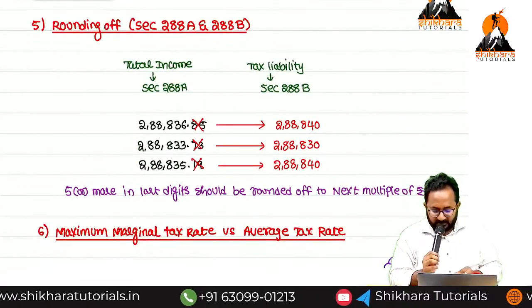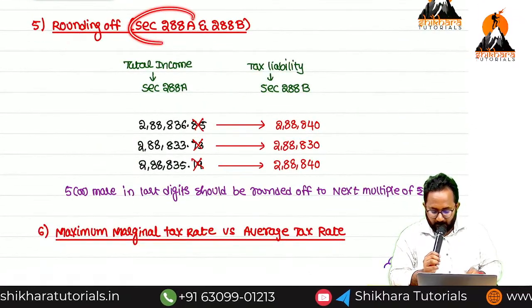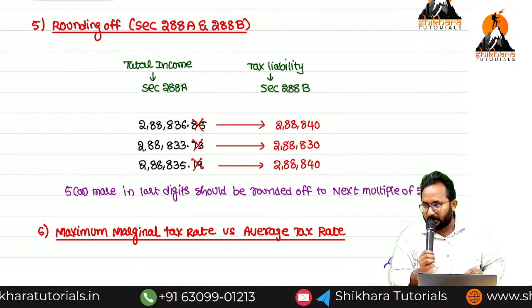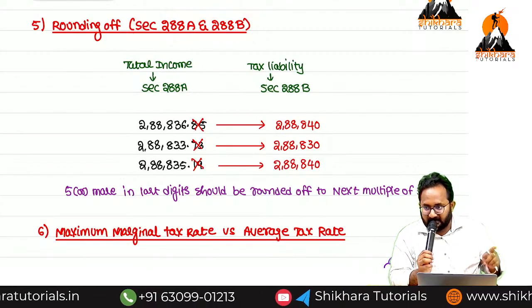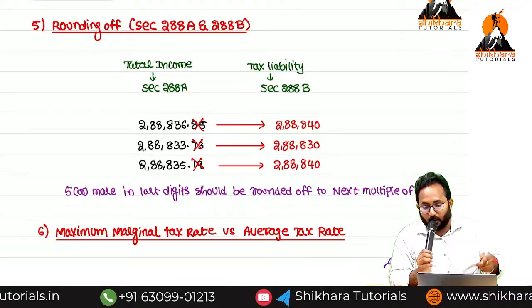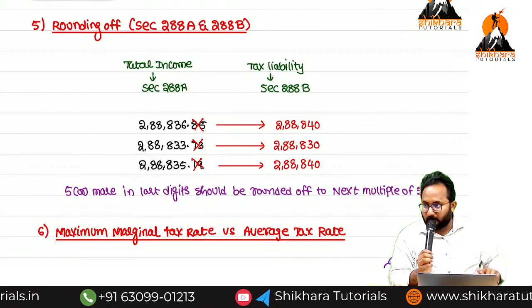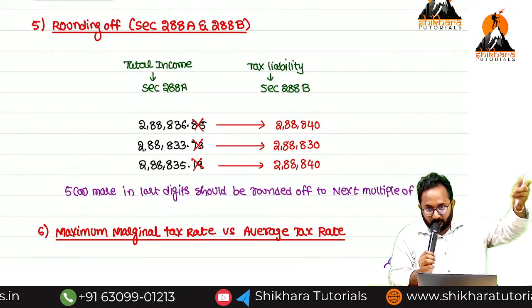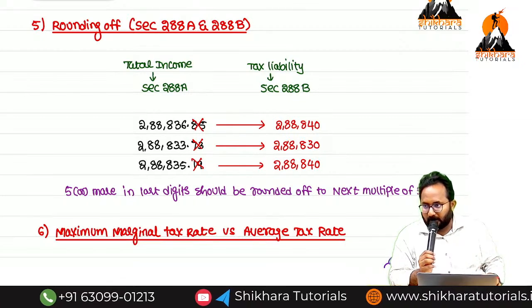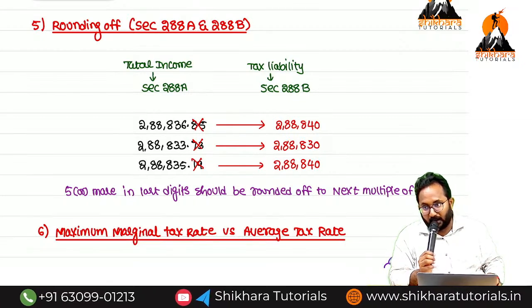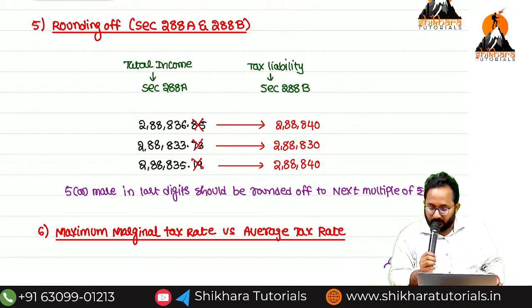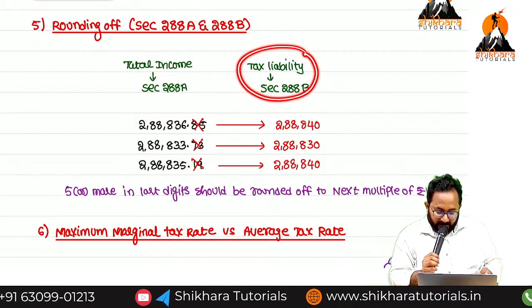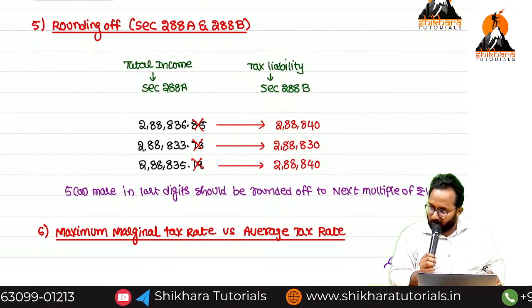After that we discussed the rounding off of total income and rounding off of tax liability. What is the rule? If the last digit is 5 or more than 5, it should be rounded off to the next multiple of 10. In the tax computation process, first you should round off the total income, and after calculation of tax liability, the tax liability also you should round off.